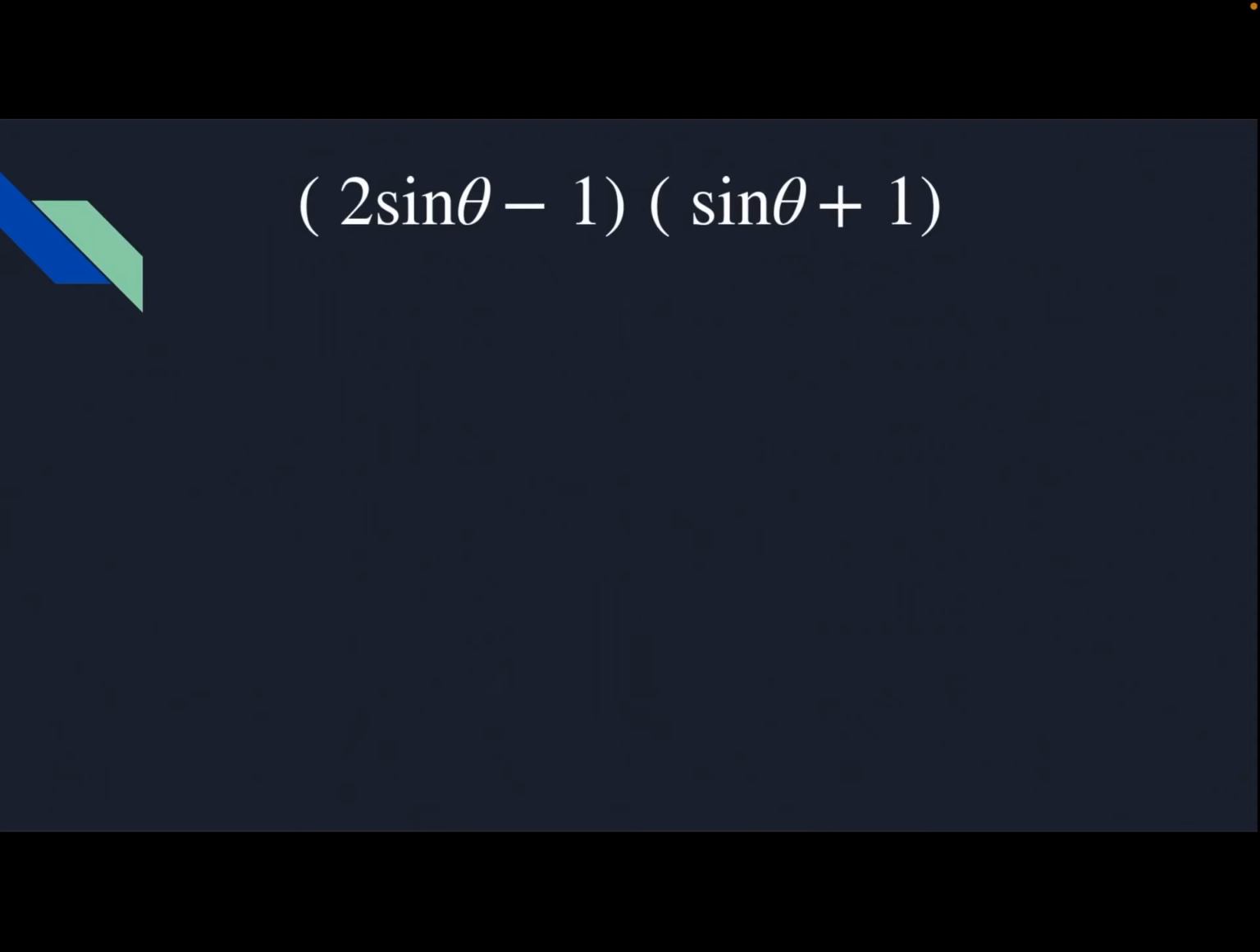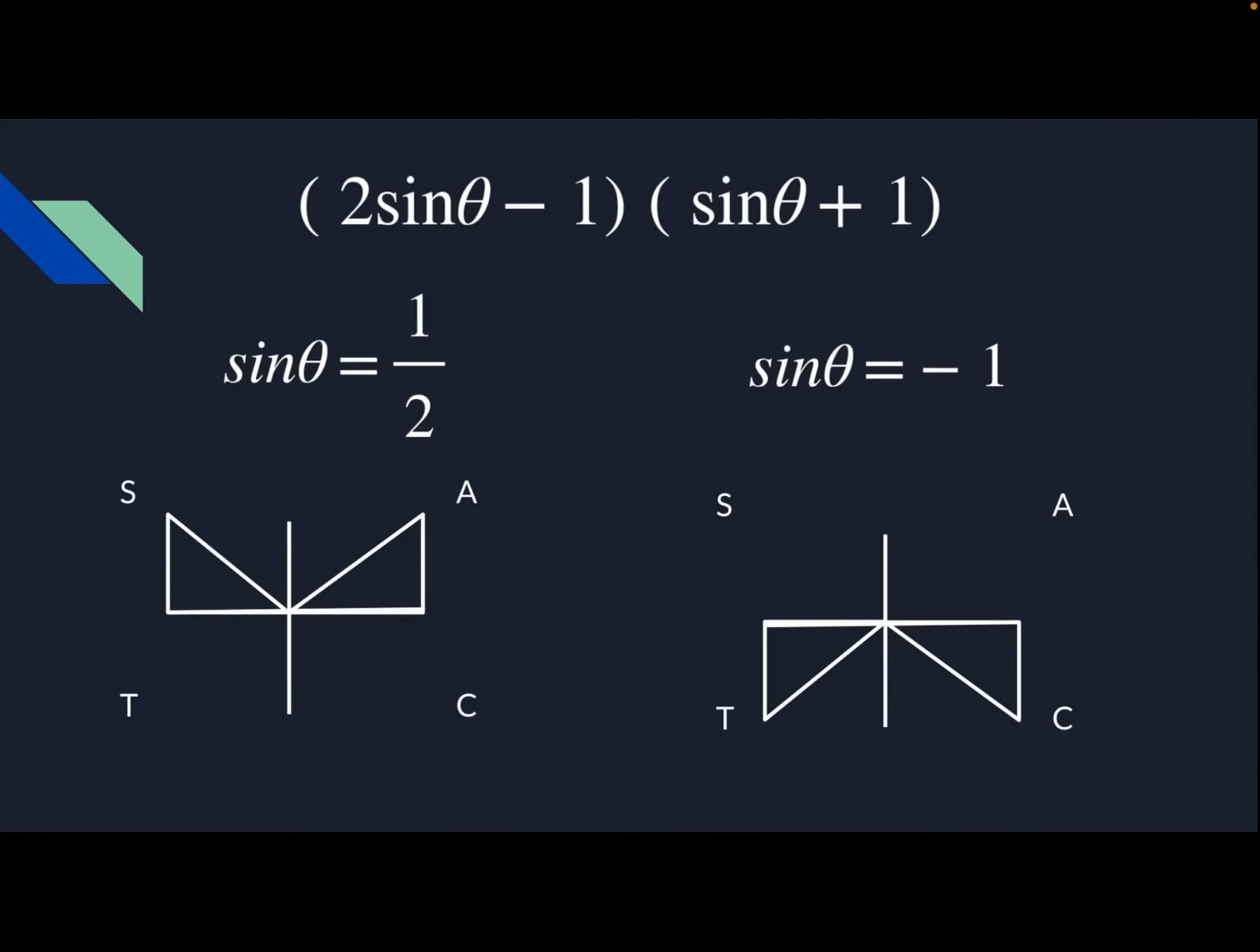Once you have the factors, you can set them equal to 0 and then solve them. So that would give you sine theta is equal to 1 over 2 and sine theta is equal to negative 1. Then you need to decide what quadrants to put it in. So since the one on the left is a positive number, then you put it in the quadrants that sine is positive. So that would be the all quadrant and the sine quadrant, the two top ones. On the right side, since sine theta is equal to a negative number, you need to put it in the quadrants where sine is negative, which would be the cosine quadrant and the tangent quadrant.